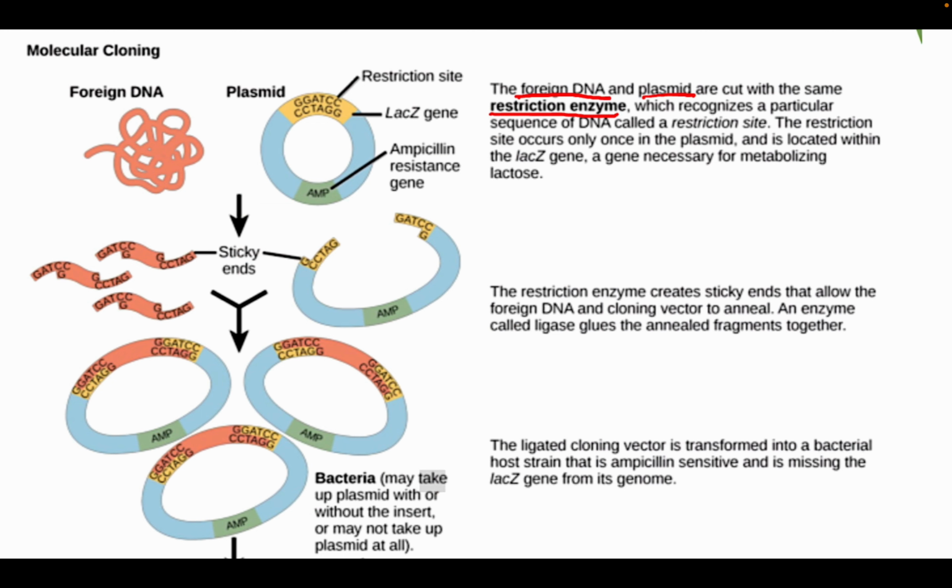So meaning to say, efficiency of ligation can be increased. That's again very important, that you are using the same restriction enzyme. So going back, the foreign DNA and plasmids are cut with the same restriction enzyme, which recognizes a particular sequence of DNA, and that is what we call the restriction site. The restriction site occurs only once in the plasmid and is located within the LacZ gene, a gene necessary for metabolizing lactose.